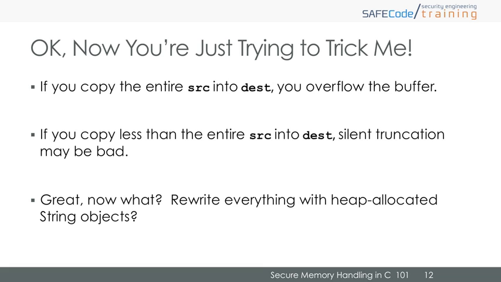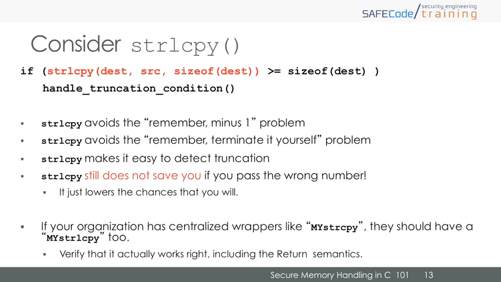At this point, you might be thinking, well, great, now there's just no win, and you're trying to trick me, because if I copy the entire source into the destination buffer, it's an overflow. If I copy any less, it's a silent truncation, and that's bad. So I'm betting you're probably going to tell me to rewrite all of my code using heap-allocated string objects in C++, right? Now, things aren't as black and white as you might think.